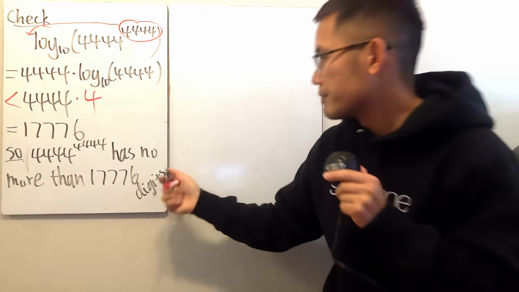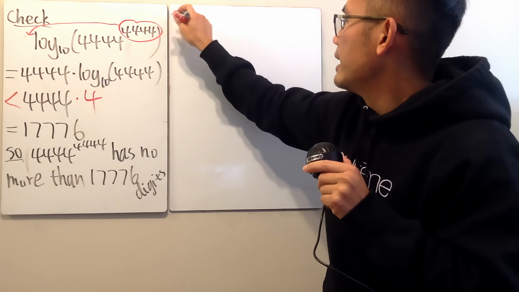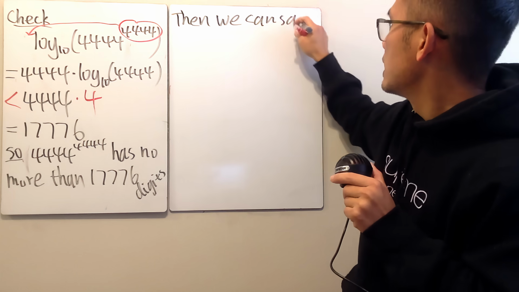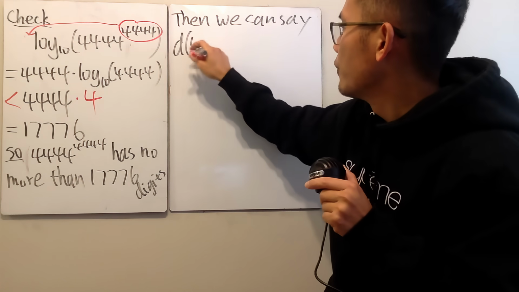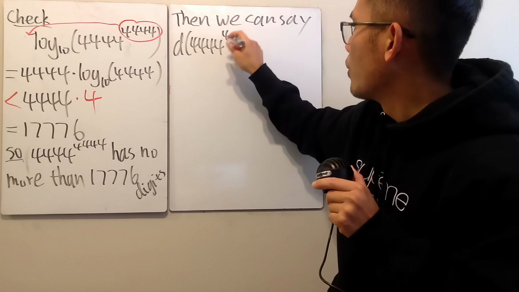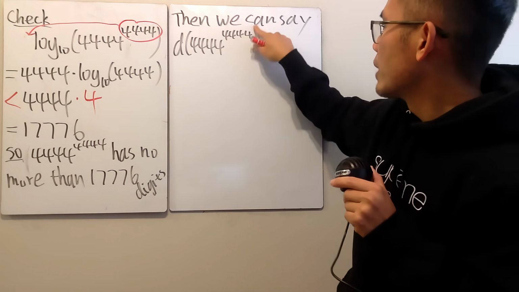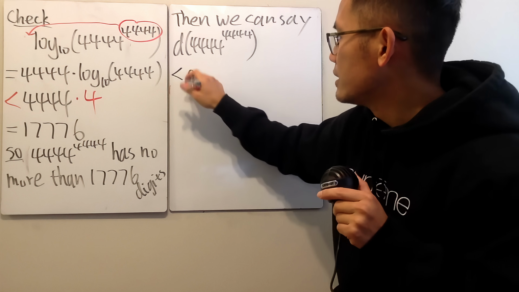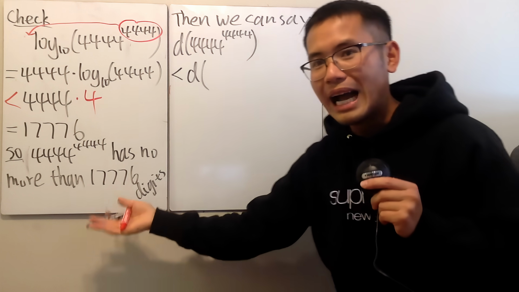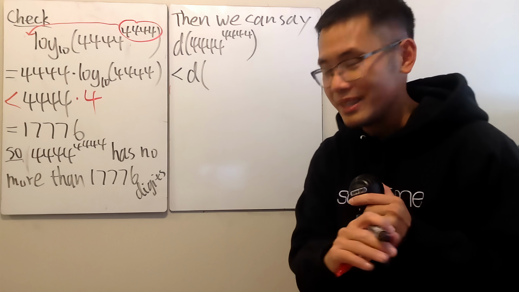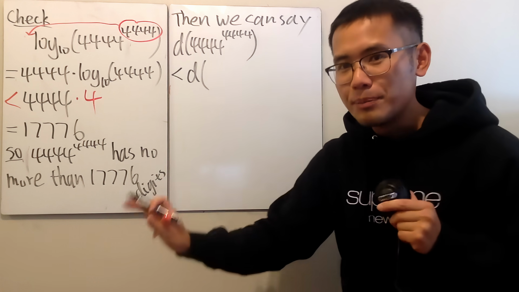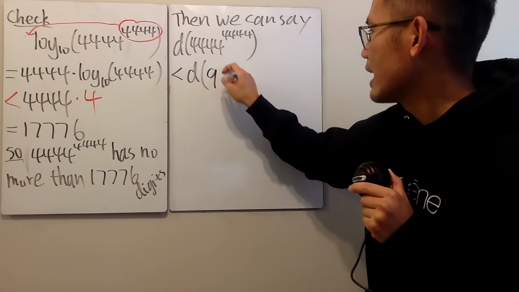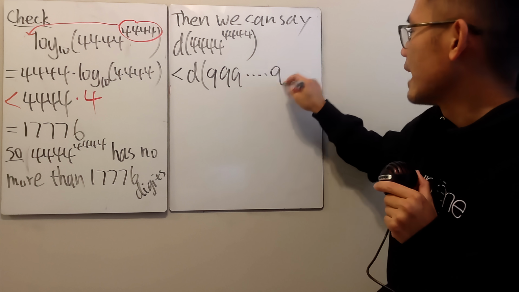Based on this, we can say the digit sum of 4444 to the 4444, this right here, has to be less than the digit sum of, well, I have this many digits at most. I'm just going to be super crazy. I'm going to replace everybody by 9. So I'm going to say everybody right here is just 9. So I'll just put 9, 9, 9, 9, like this.